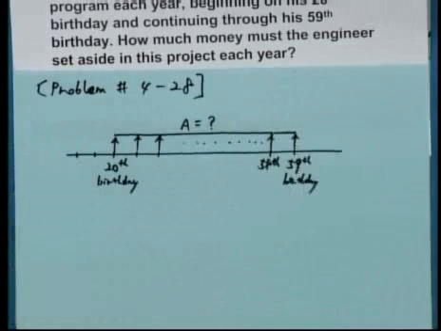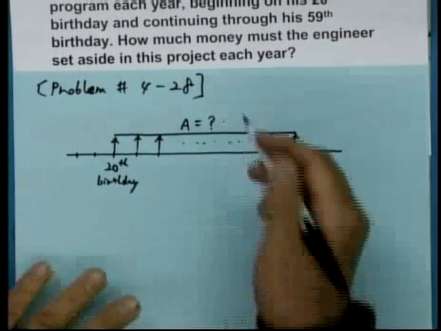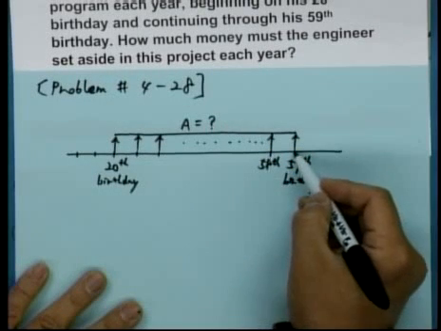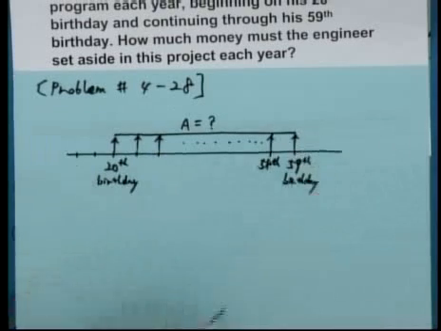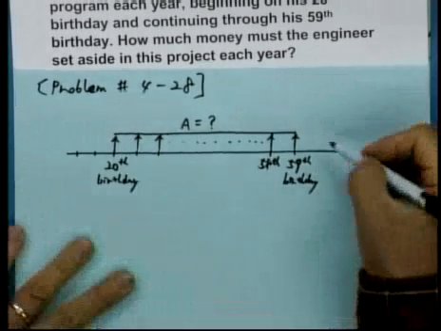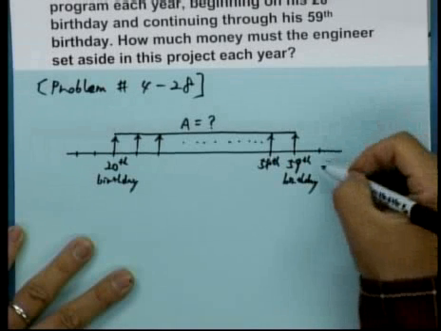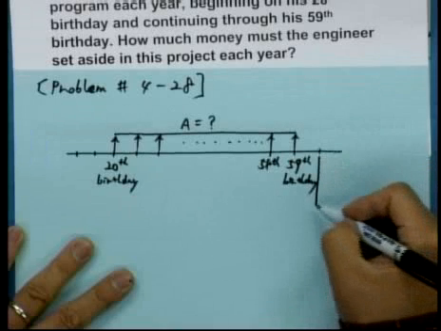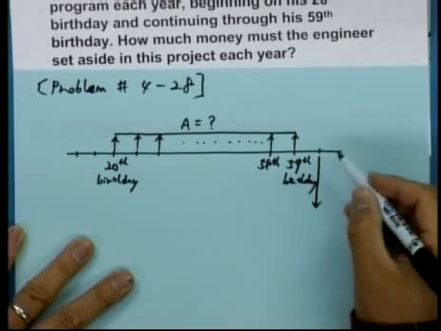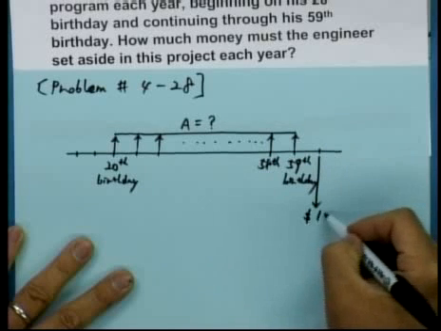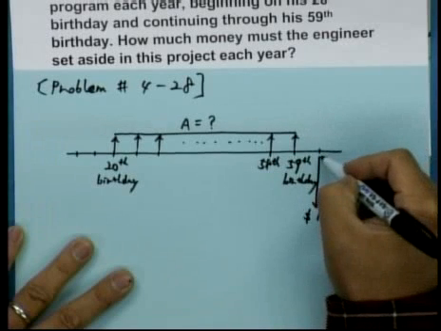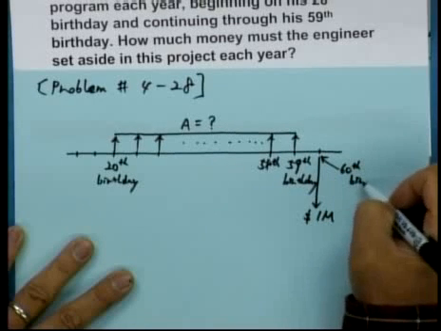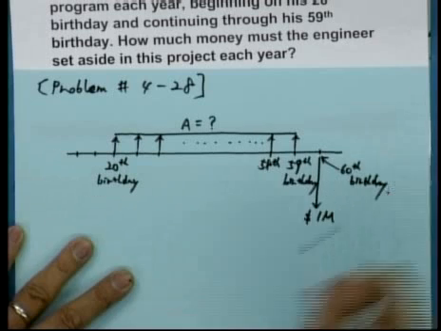So he wants to know the annual deposit amount, starting from his 20th birthday up until 59th birthday. Okay? And then you want to be a millionaire, $1 million on his 60th birthday. Is that right?